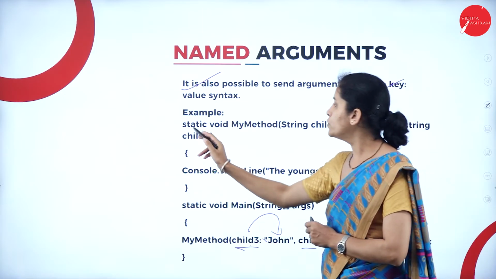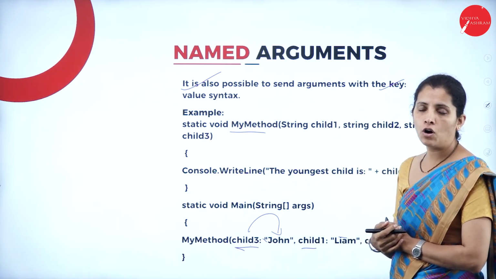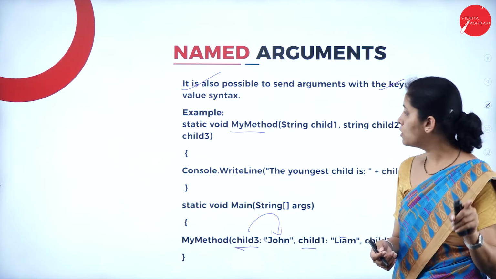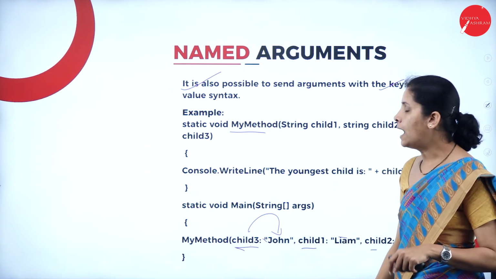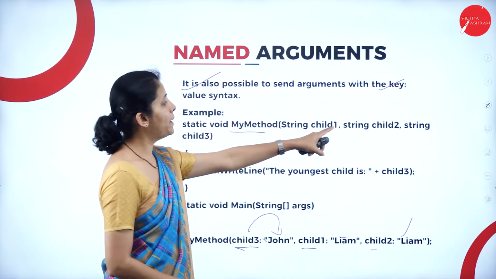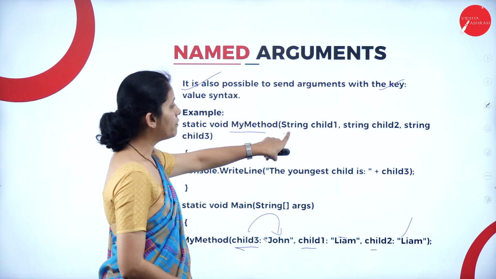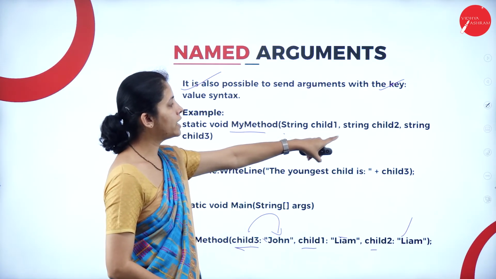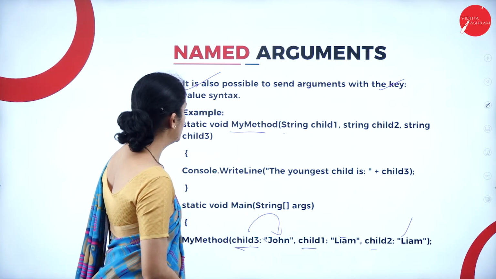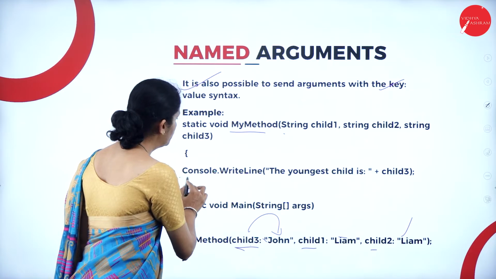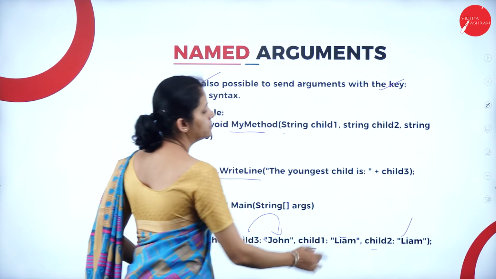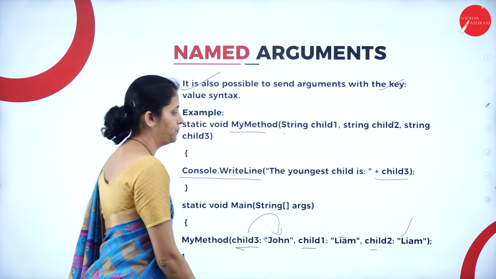See here, I'm going to have the function called my method. So here function is nothing but method and it's called my method. And this method is capable of accepting 3 parameters. One is of type string, next one is also of type string and the last one is also of type string. Now, I'm going to print only the youngest child, that is nothing but child 3.